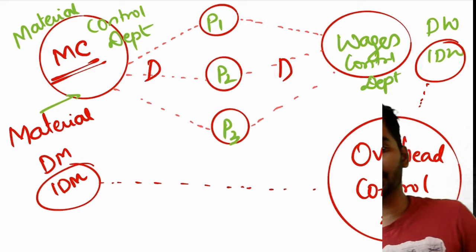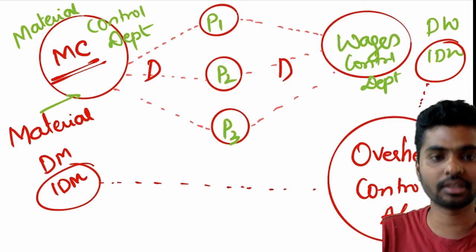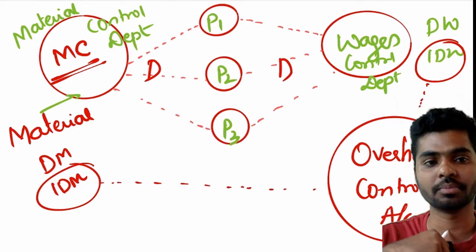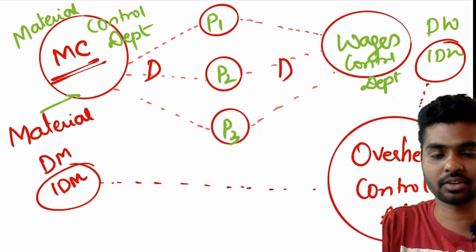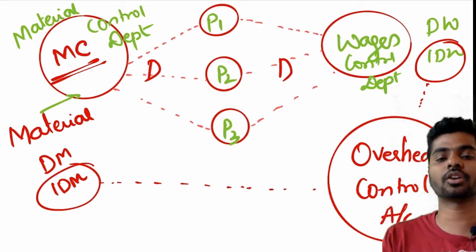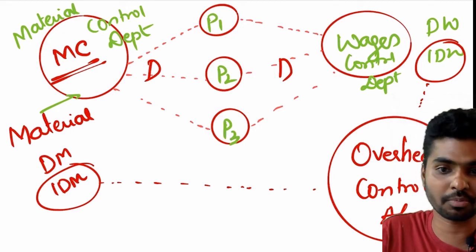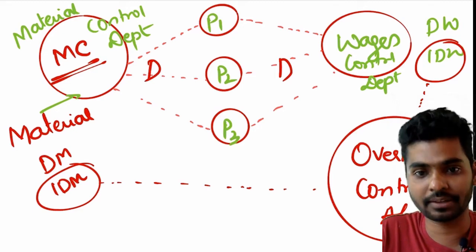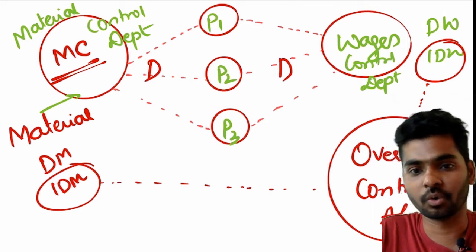So are you clear with all of this? I told you guys the first one is the control department. So there are going to be material control department, wages control department, and the overhead control department. From there, the raw materials are going to be going, depending on the production requirements, to the production departments P1, P2, P3, and indirect wages are going to be moving into the overhead control department.